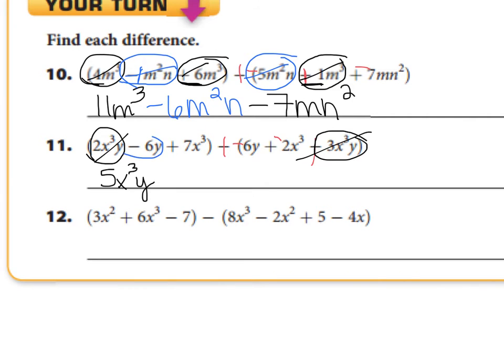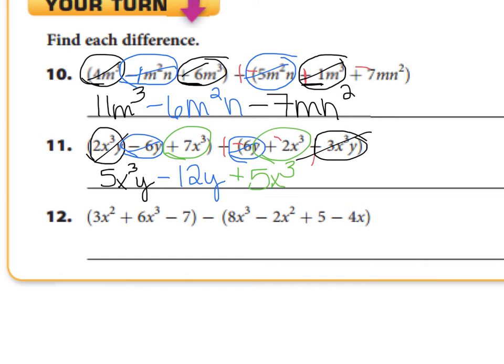Now I have a -6y. And then another -6y. So that's going to make -12y. Cross them out, they're gone. I have a 7x cubed, and now a -2x cubed. So that makes a positive 5x cubed. Now, if you're enjoying the colored part of this, but you don't have colors, well, you could do shapes. So you could do one set as squares, one set as triangles, one set as circles. So that works as well.